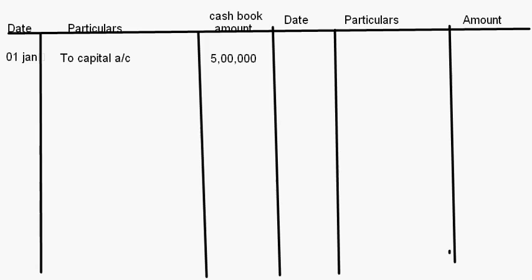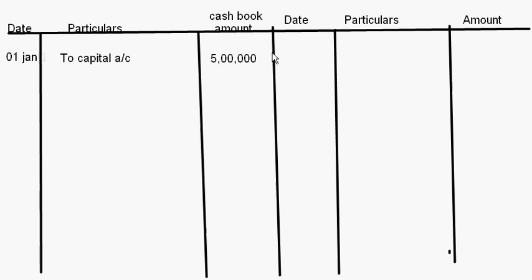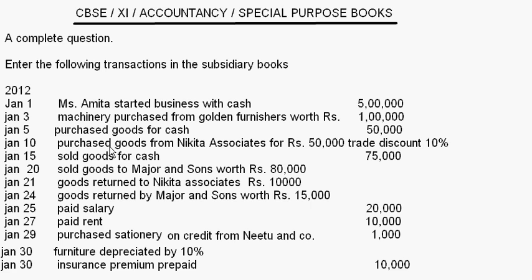Now look at the next transaction. Purchase goods for cash. Now this is a cash purchase. So that is January 5th and 50,000 rupees. So it will come in the cash book, right? January 5th, by purchases 50,000 rupees, right?